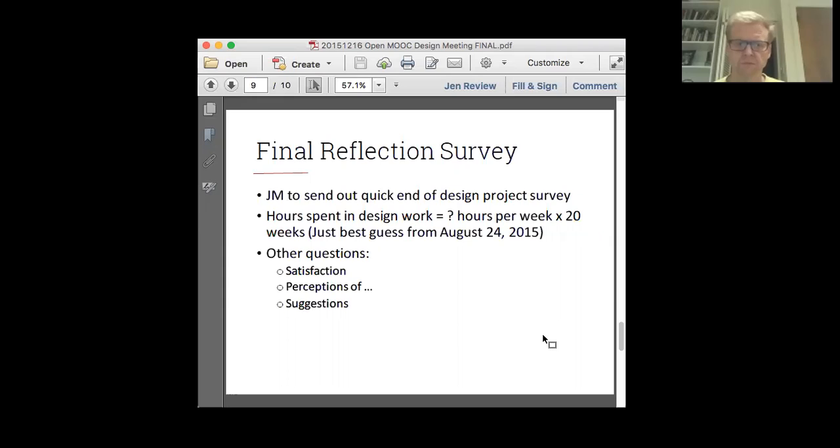And as designers for learning, we just keep a running tally of the volunteer hours that we have on our project. So I'll send out a survey link, and it'll include another set of really quick questions regarding your satisfaction with the experience, perceptions of various things, and then suggestions for the future. I'll send that out in the last week of December. It's not imperative that you turn that around really quickly, but if we could get that within the first week in January, that would be great. And I'll send the link out probably by the end of this week.